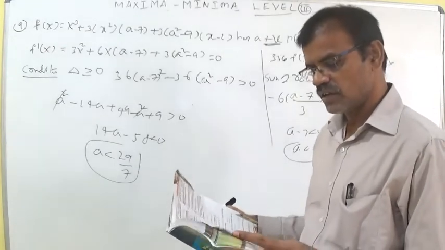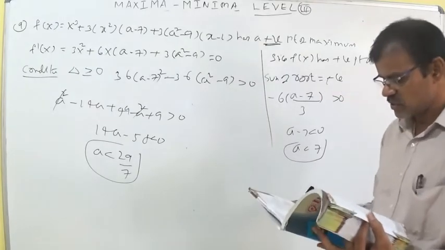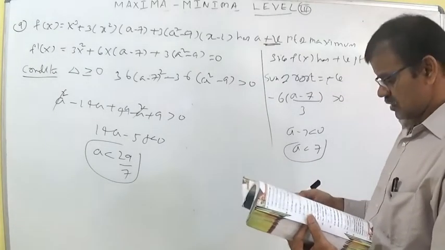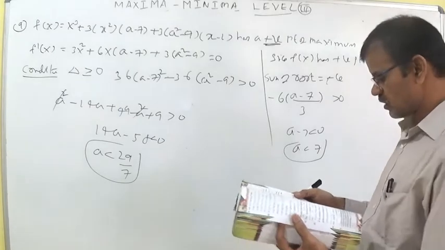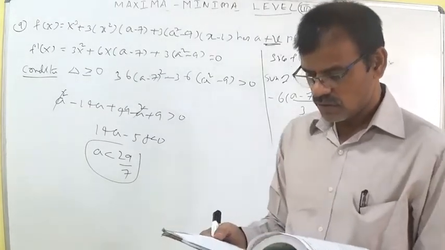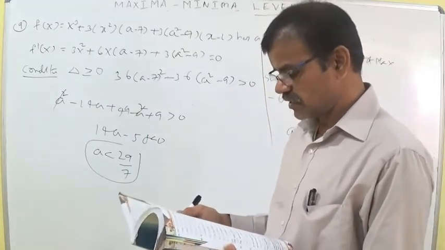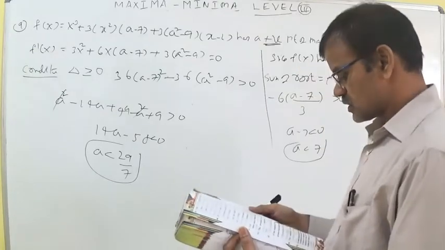We should calculate the common domain. Let us discuss this one. a < 7 we also got, and a < 29/7 we also got. The common domain is this one. The sum of the roots greater than 0 we have calculated, and f'(0) we calculated.